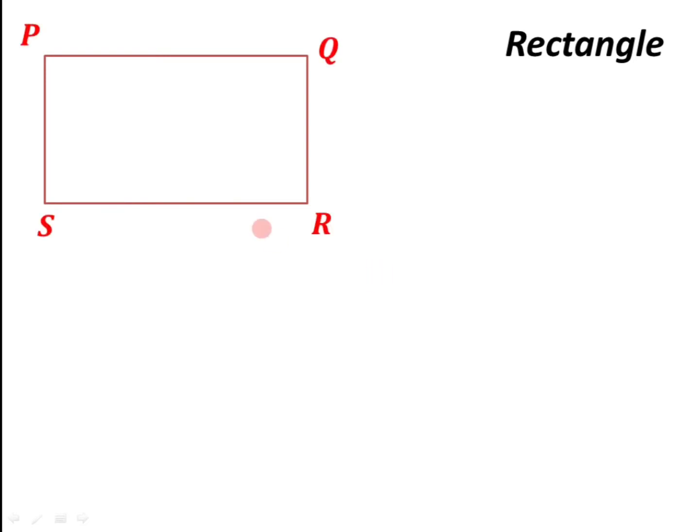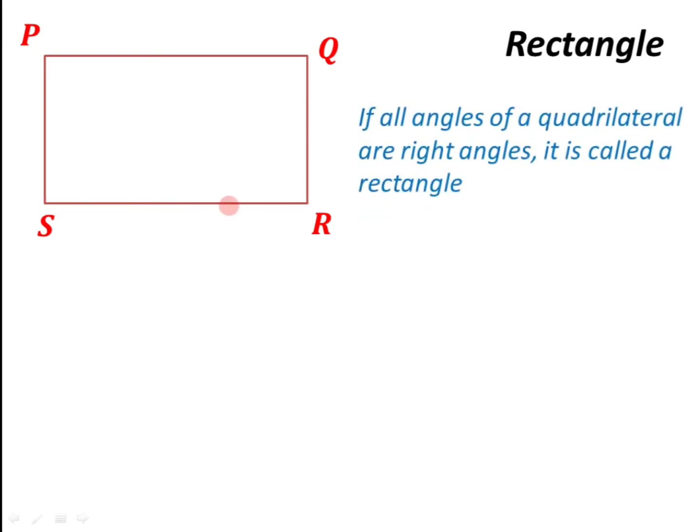Next type of quadrilateral is a rectangle. So let us have the diagram here, which is a quadrilateral PQRS. Now as we can observe here, all the angles of this quadrilateral are right angles. That's why we can define a rectangle as, if all angles of a quadrilateral are right angles, then it is called a rectangle. So for this quadrilateral PQRS, all the four angles are right angles. That's why this quadrilateral PQRS is called a rectangle.